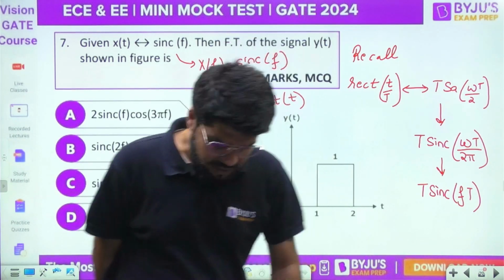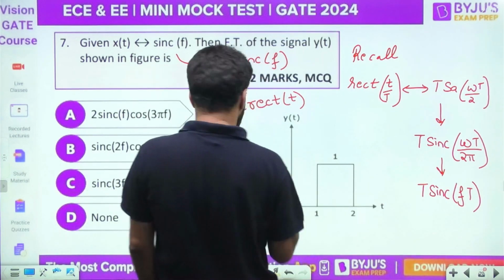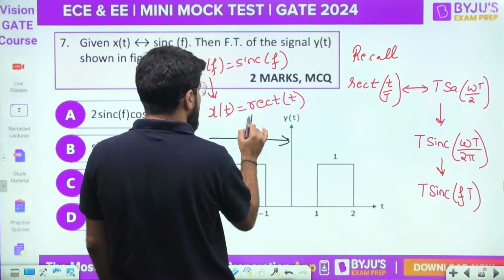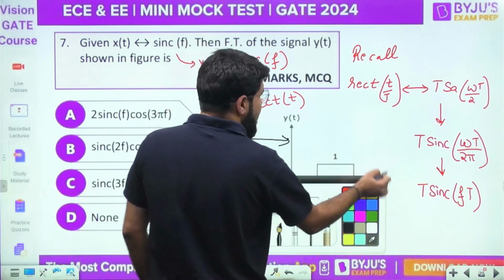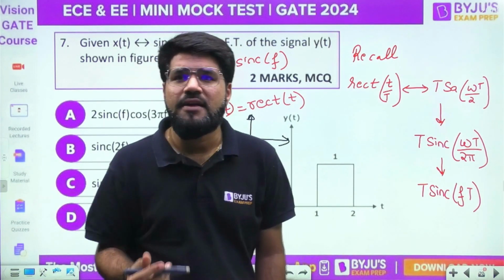Rect t. What is a rect t signal? How do you draw a rect t signal? Let's draw it so that you can compare both of them. In rect t by T, the base T represents the total width. That is the standard way we define it.